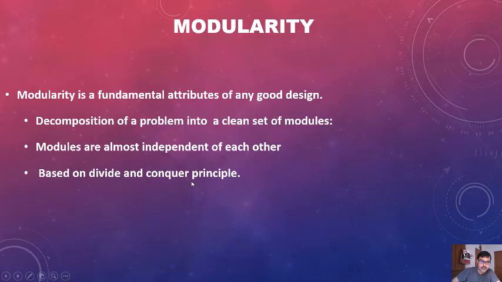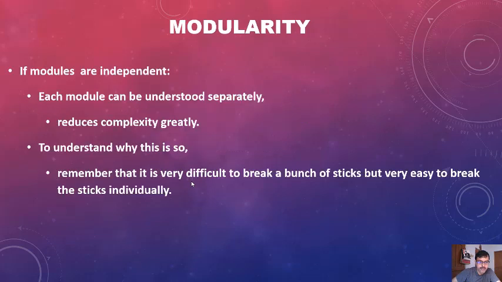First you decompose the problem into a clean set of modules. The modules should be almost independent, not fully independent. Fully independent modules cannot work easily. It is not possible that in a system all the modules are independent. Based on the divide and conquer principle, we divide modules into sub-modules until the modules are simple enough.